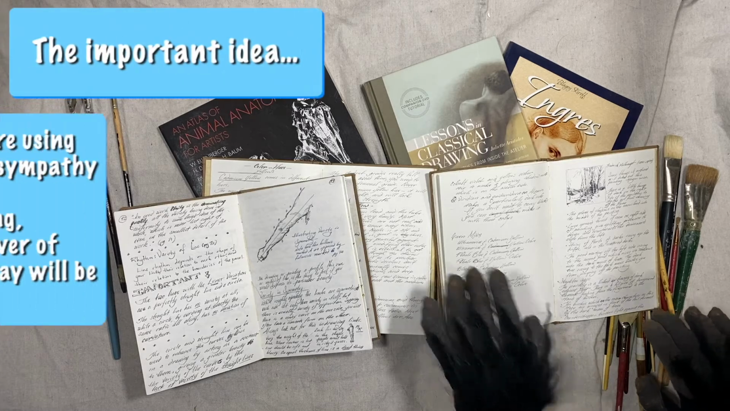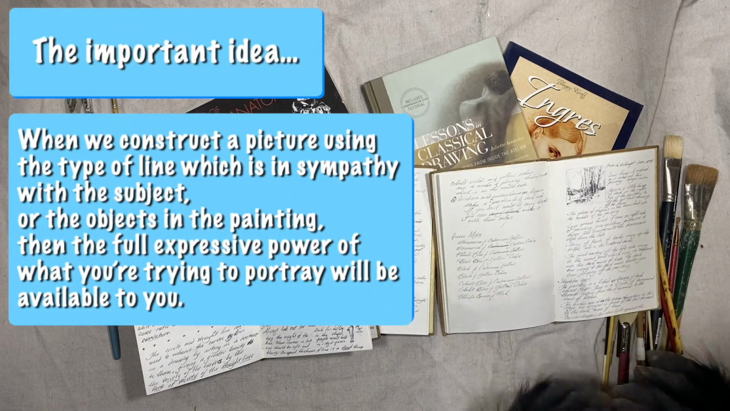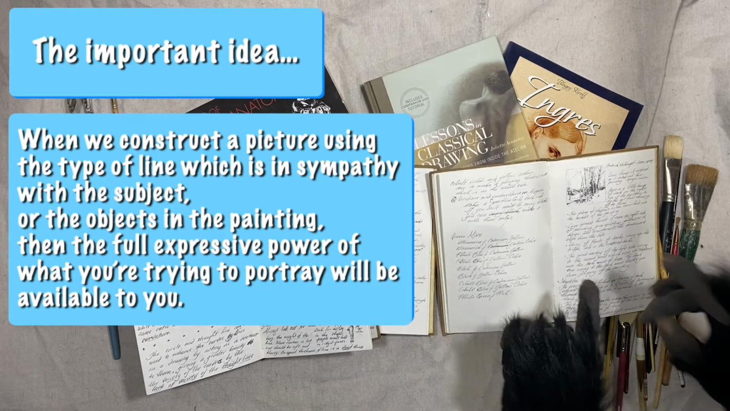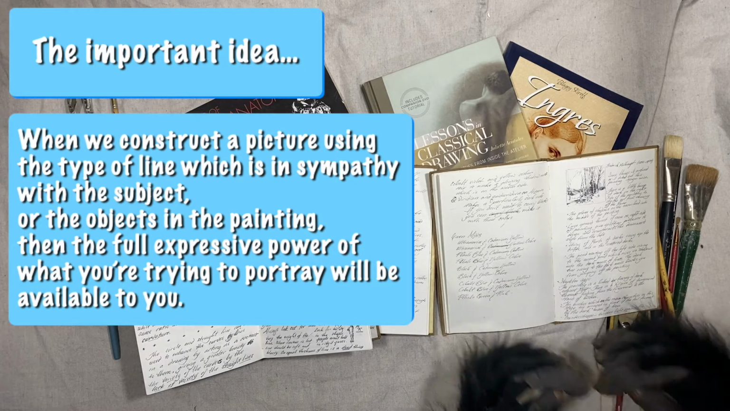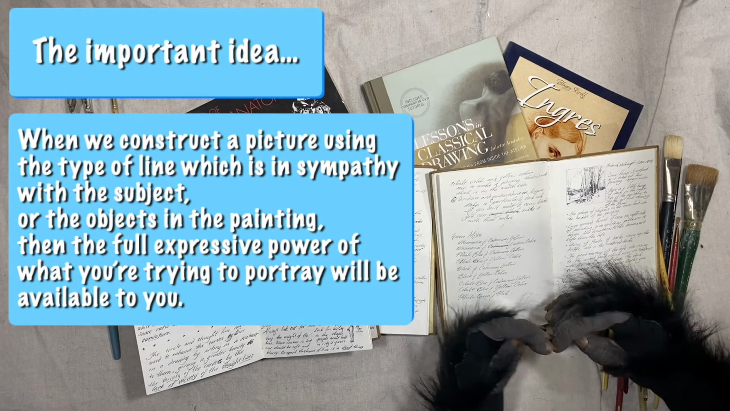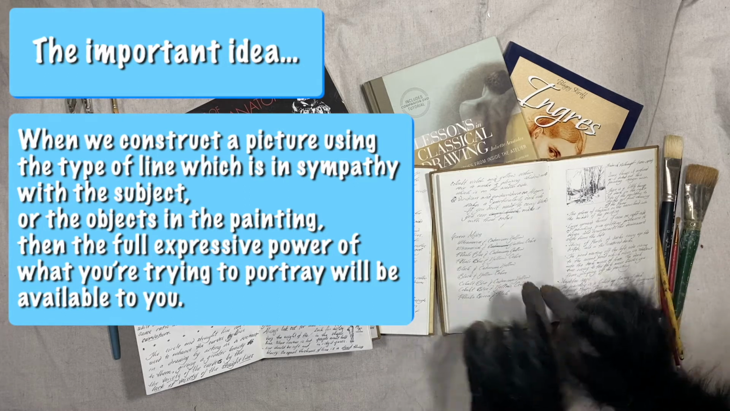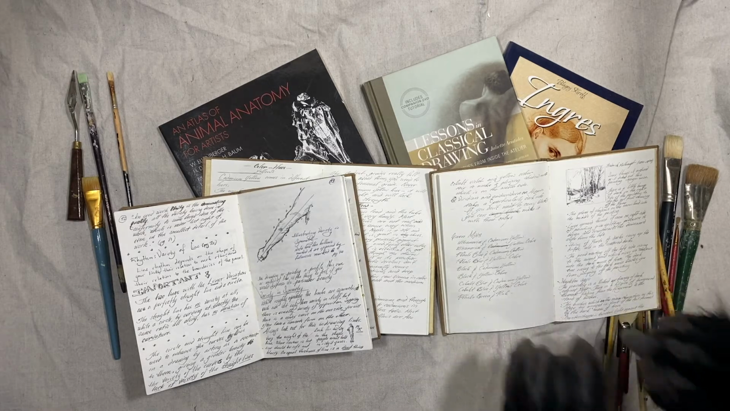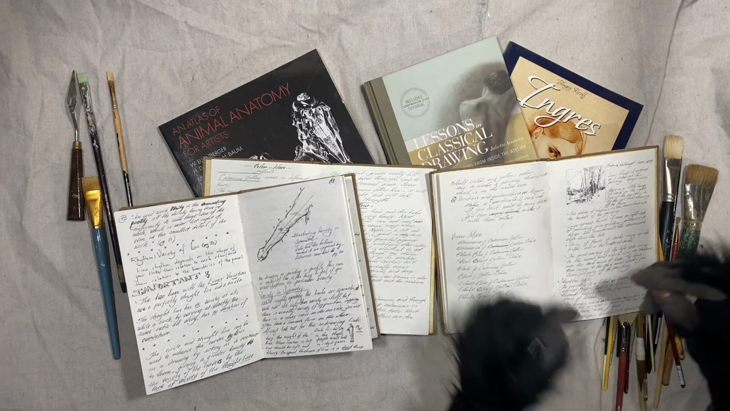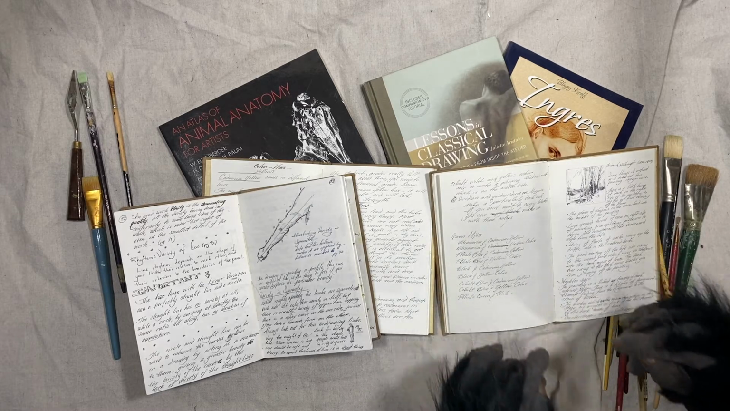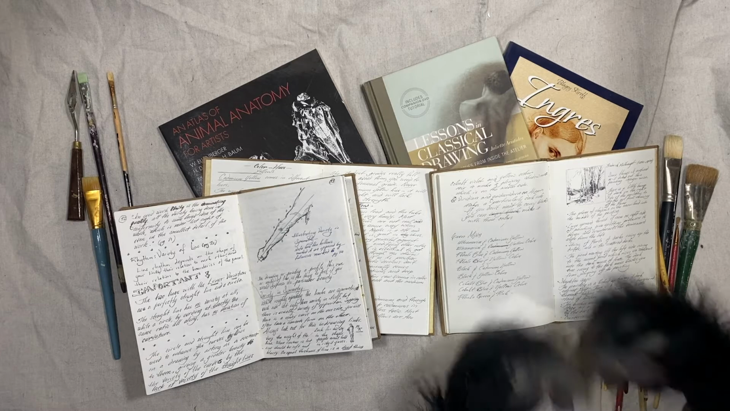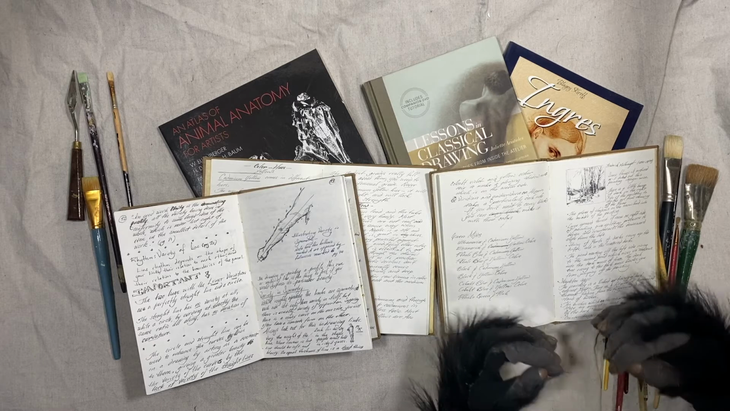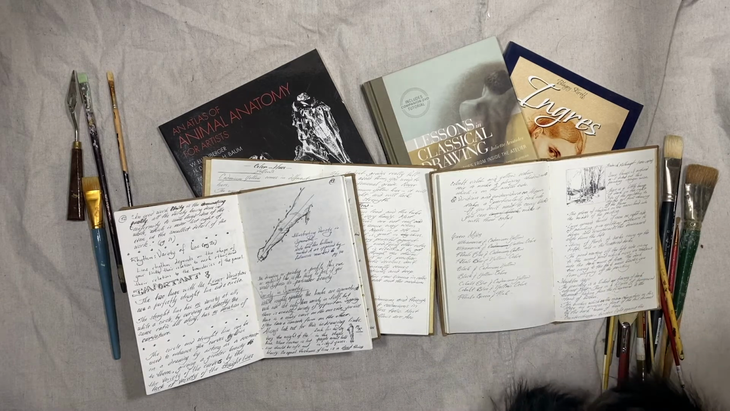Here's the big overarching idea for rhythm. When we construct a picture using the type of line which is in sympathy with the subject or the objects in the painting, then the full expressive power of what you're trying to portray will be available to you. On the other hand, if you've not thought out how the movement of the lines and the tone masses within the painting are interacting with the subject of the painting, you have lost so many opportunities to amplify the emotional significance of your work. And you know what time it is?